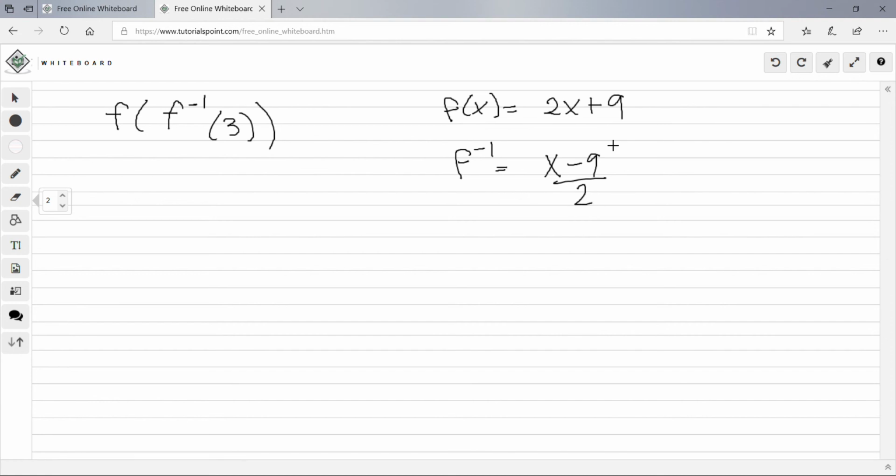And if you don't remember how we did it, it's basically you plug in y. This was y, right? y equals 2x plus 9. And then you just switch the values, so x equals 2y plus 9. And then you solve for y. So y equals x minus 9 over 2. So that's the f inverse. So that's how we got this. So now we've got to find f inverse of 3.